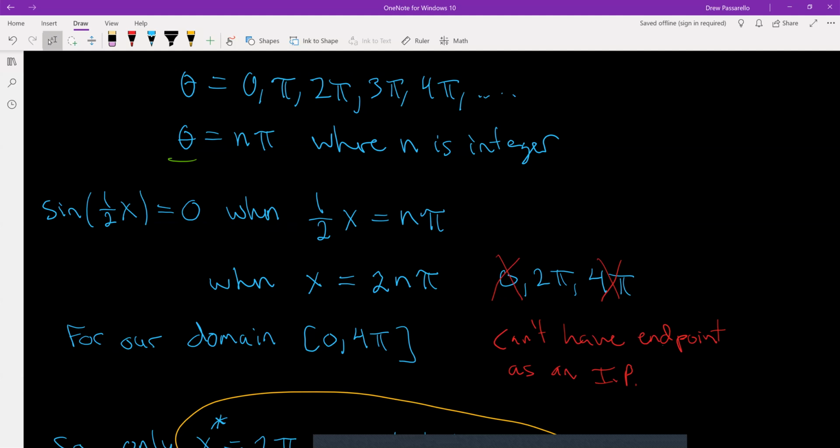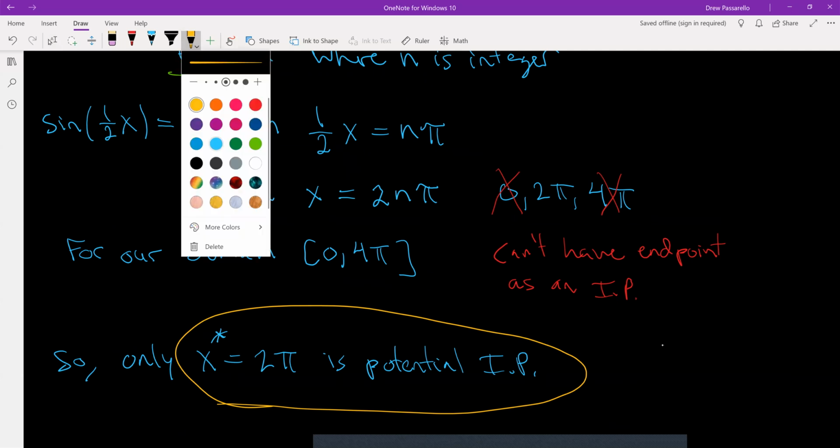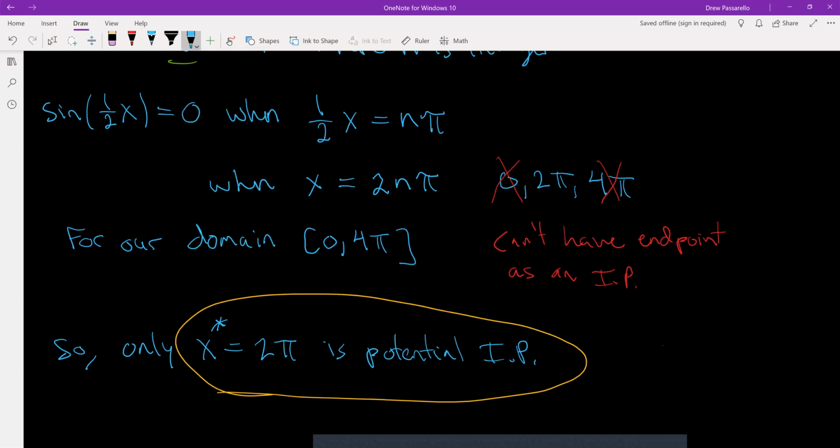And then I look back at our domain, 0 to 4 pi. Even multiples of pi, that's like 2 pi, 4 pi, I guess 0. But we just can't have 0 and 4 pi because those are endpoints, and you can't have an endpoint be an inflection point. So that only gives us 2 pi. So now I'm good to go on and find the intervals of concavity.